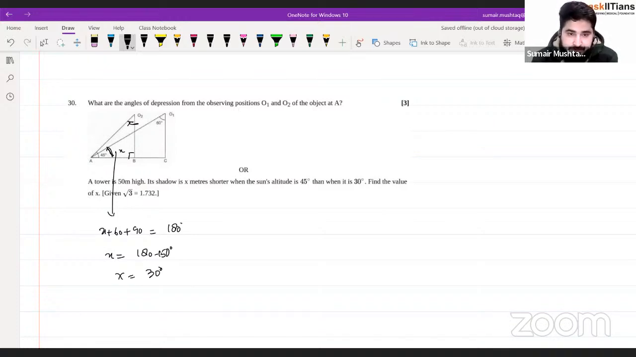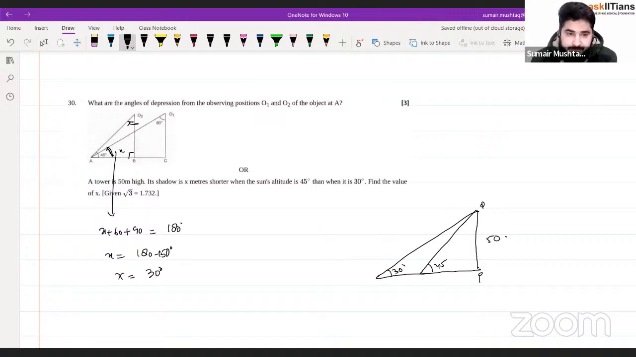Okay, now the next question. The tower, see, it is given that the tower height is 50-meter high. Let us suppose I will take a tower. This is P and this is Q. This is 50-meter in the height, and its shadow is X meter. When the sun is at the altitude of 45, and again it's 30 degree, find the value of x.